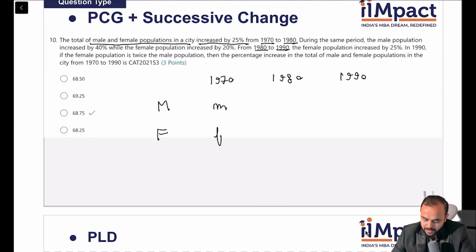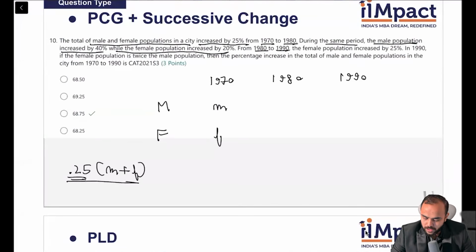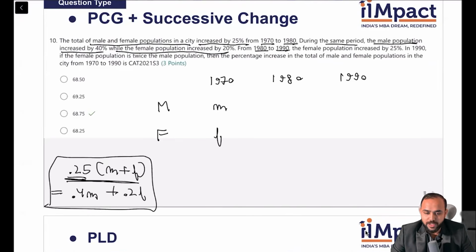So let me say initially this is M and F. So total increase by 25%, so the increment is 0.25 times M plus F. Again, you could have taken M and F as 100 M and 100 F, but I generally prefer these decimals because I don't want to add extra space. It's up to you. During the same period, the male population increased by 40%, while the female population increased by 20%. So this total increment is actually coming from 0.4 times M, 40% increment in M, plus 20% increment in F. This is an equation which gives you F is equal to 3M. So you have gotten the ratio of males and females in the initial scenario.